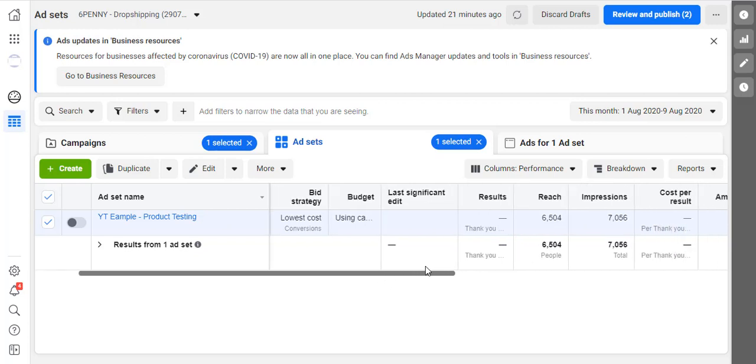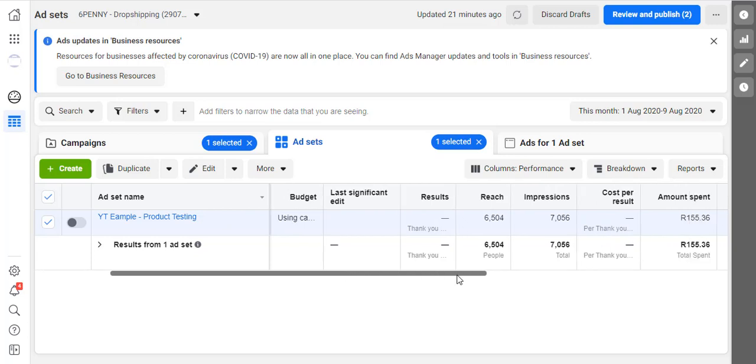So here are our results. Firstly, this is our reach. We got 6,504 people in a space of 3 days, and our impressions went up to 7,056. Impressions, for those of you who do not know, is how many times your advert was shown on someone's timeline on screen, even if it's just at the corner there.